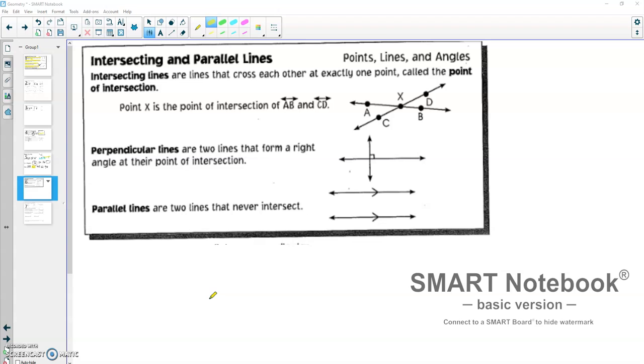For the next few days, it will just be one small lesson on a very specific topic. Today's topic is intersecting and parallel lines. And I believe you've heard these terms before.